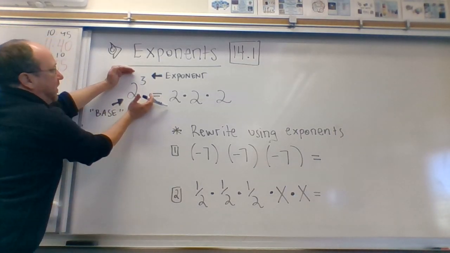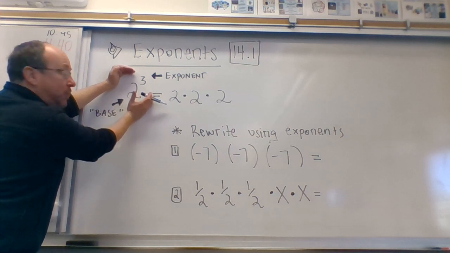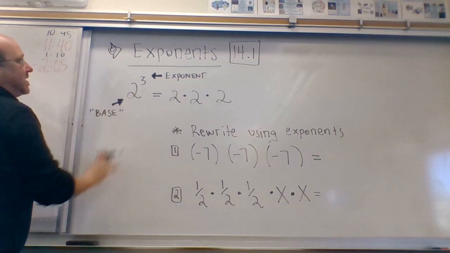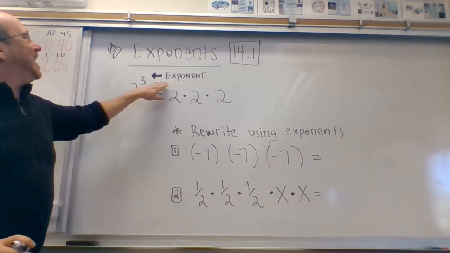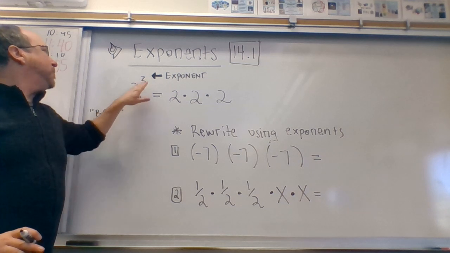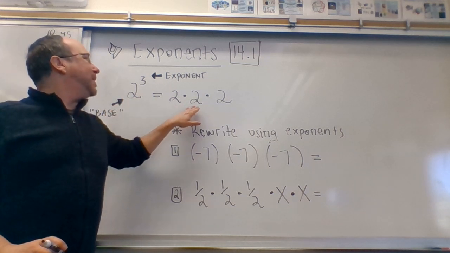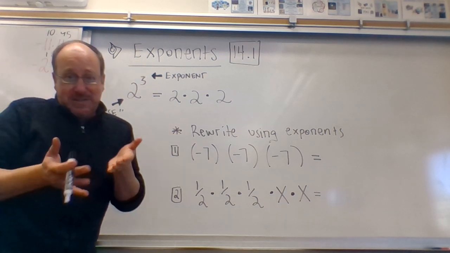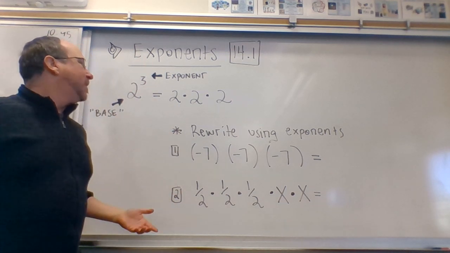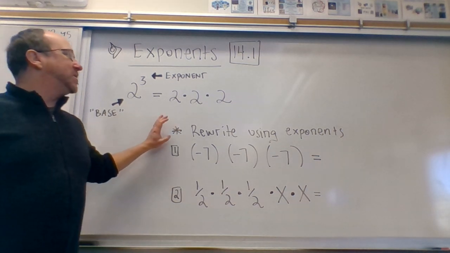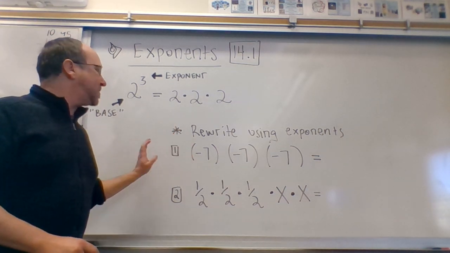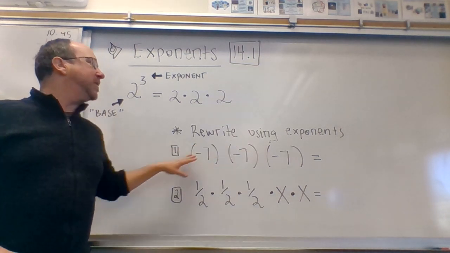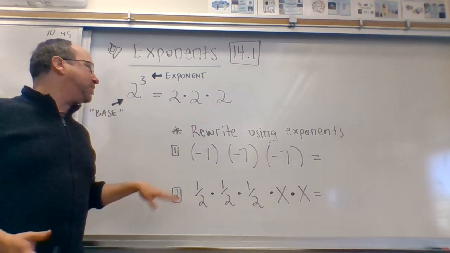This whole thing is called 2 to the power of 3. And the pieces of this are the 2, the big number, is the base, and the smaller number up here is the exponent. 2 to the power of 3 means 2 times 2 times 2. So 2 multiplied by itself 3 times. It is repeated multiplication. The way that we're going to be looking at exponents is simplifying a problem by rewriting it with exponents.